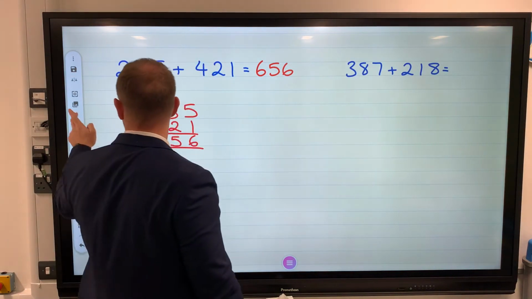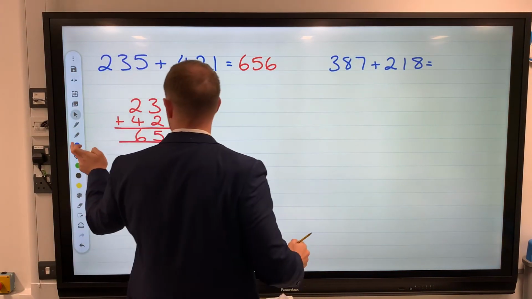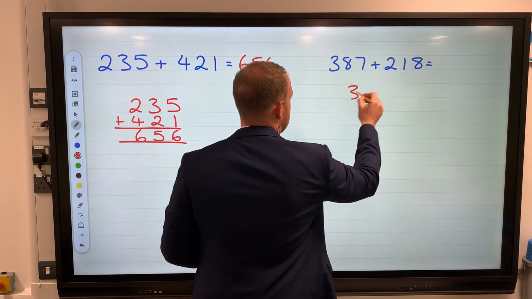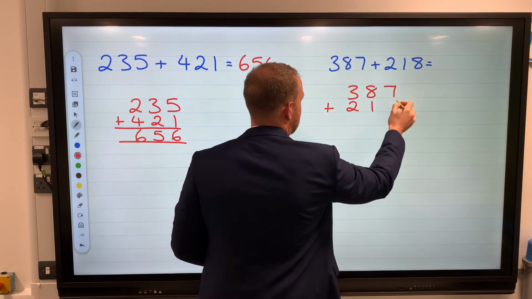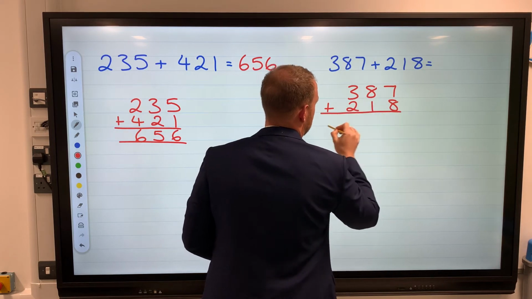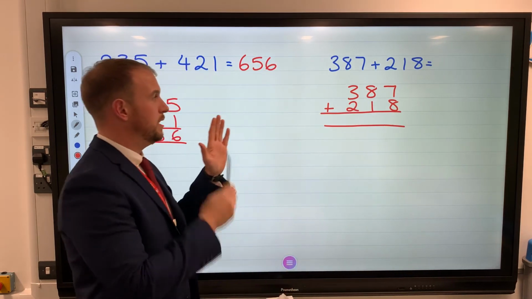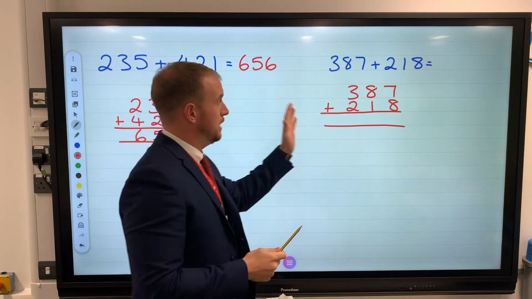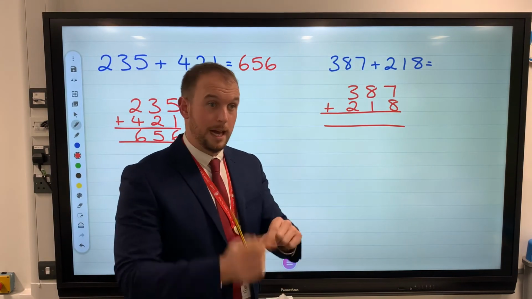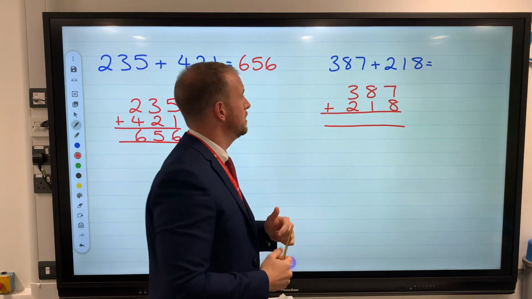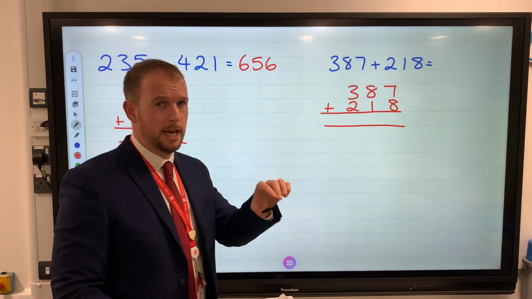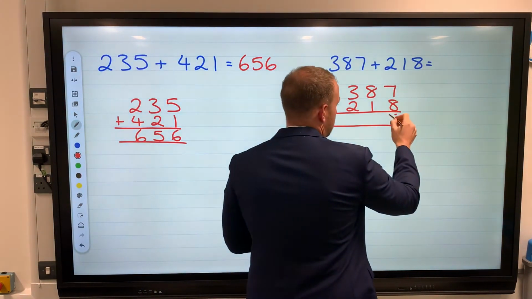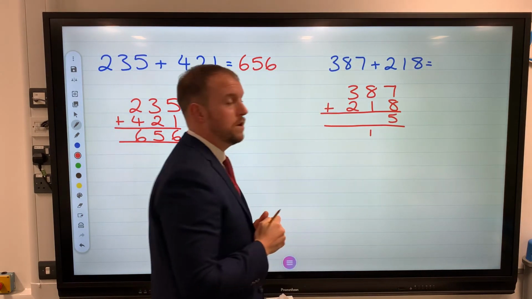Looking at this one here then, we have 387, add 218. Hundreds, tens, units. In that order, if I had squares, I would put 1 digit in each square to make it a lot easier. 7 add 8. 15 is that number again. It's greater than 9. You put the units in, carry the 10 over.